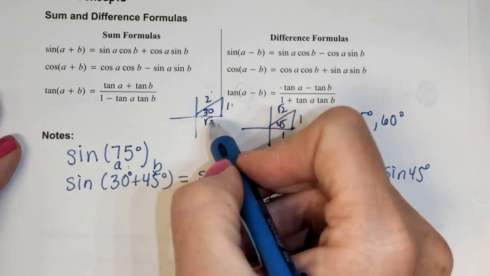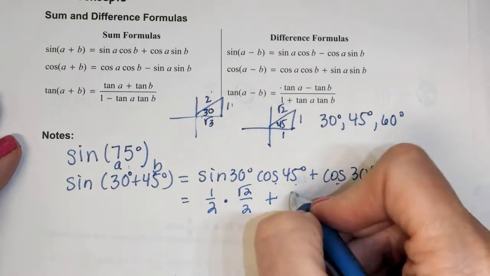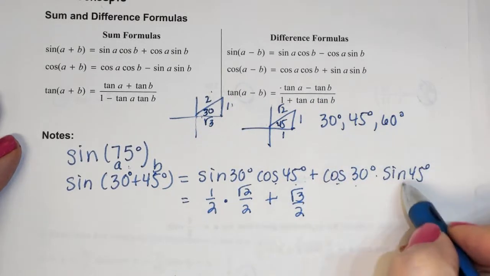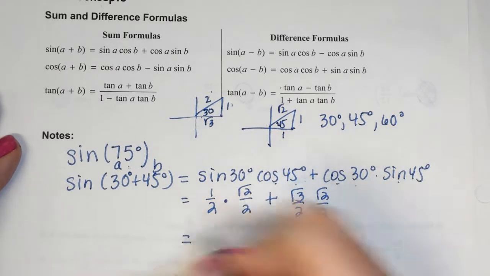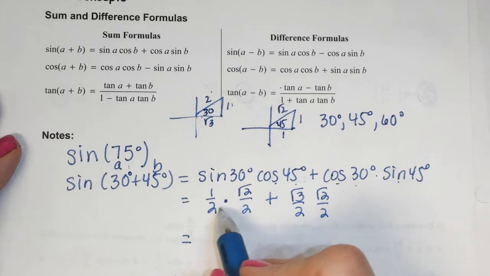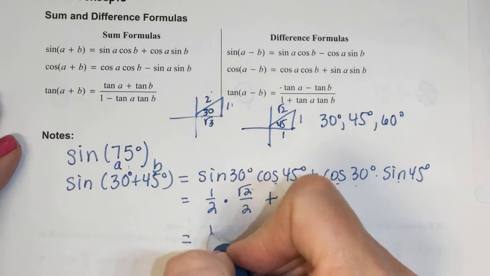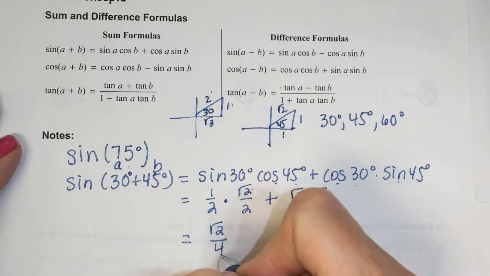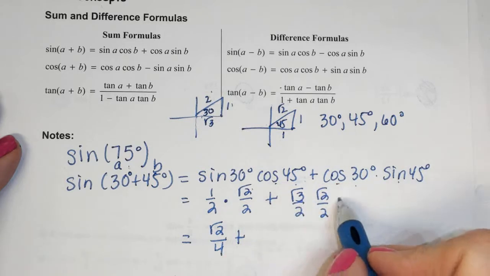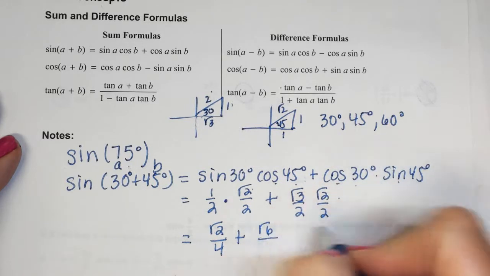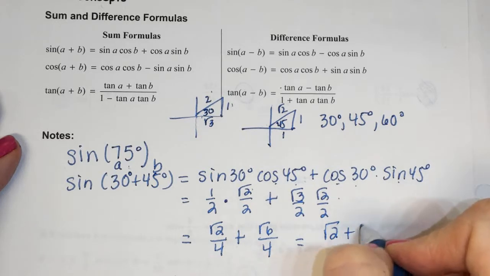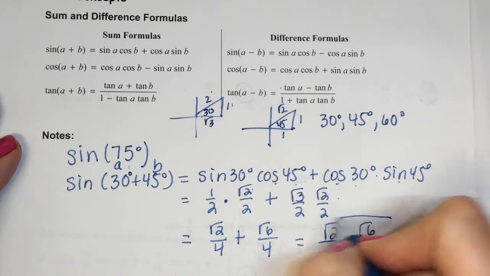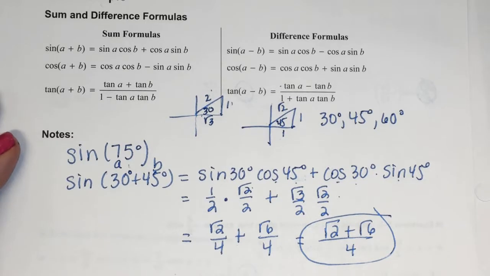I need the cosine of 30. The cosine of 30 is radical 3 over 2. And the sine of 45 is radical 2 over 2. So now simplifying this, I'm multiplying these. So 1 times radical 2 is radical 2. 2 times 2 is 4. Plus radical 3 times radical 2 is radical 6. 2 times 2 is 4. So this would be the exact answer to that problem.